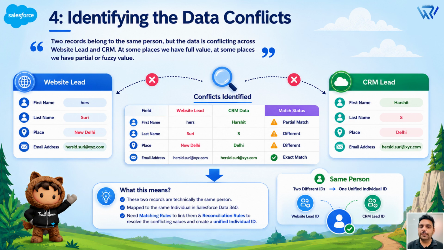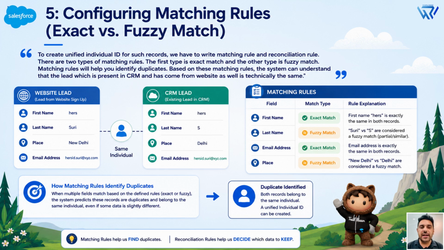We have mapped our website stream with individual. We have also mapped our lead data with individual. So my individual contains two different IDs of the same person, but the data is conflicting. At some place we have the full last name, and at some place we have just a partial last name. So how do we create a unified individual ID for such records? To create a unified individual ID for such records, we have to write a matching rule and a reconciliation rule.